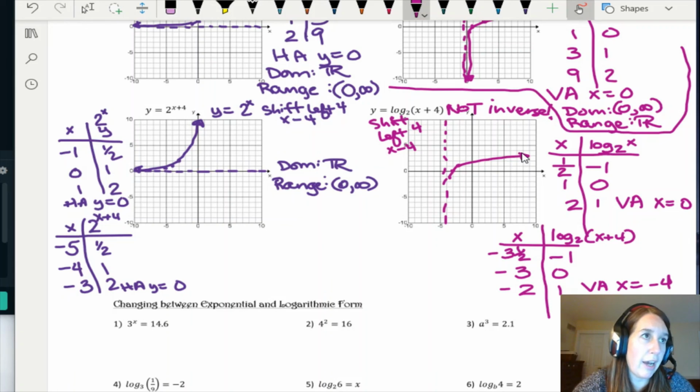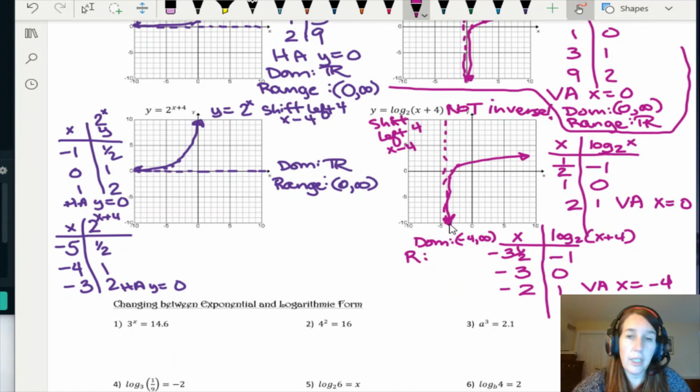So remember how the log graphs look. They're going to go towards that vertical asymptote, and then they're going to slowly rise to infinity there. Okay. And then if we want, we could do the domain and range here. So the domain would start at that negative 4. So parentheses, negative 4 to infinity. And the range is all real numbers. Okay, no numbers are missing.